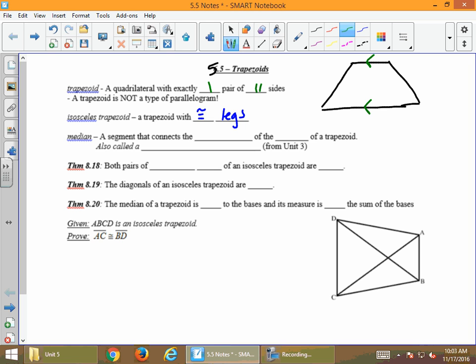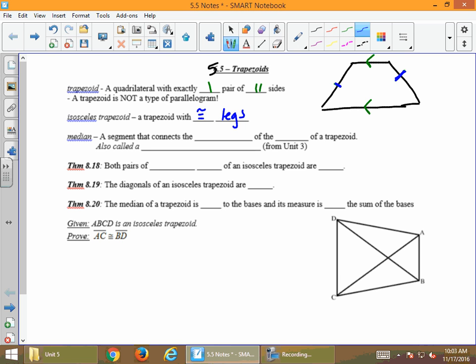In our isosceles trapezoid, the legs, again, the slanted parts, those are the ones that are congruent. So if it's an isosceles trapezoid, the two slanted sides are the ones that are going to be congruent. How do you tell? Because they're slanted. Flat ones are your bases. It will say this is an isosceles trapezoid in the directions, or it will have it marked in the diagram. So then you know it's isosceles.